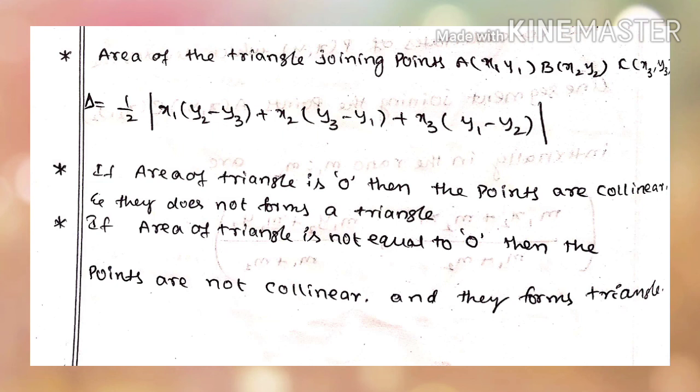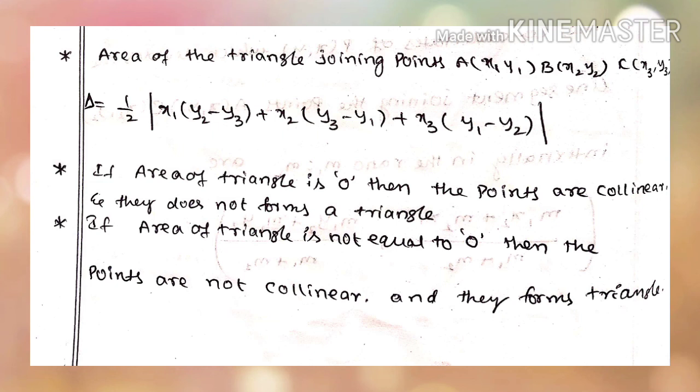After getting the area of a triangle, if it is 0, then you can say that the given points are called collinear. If the area of a triangle equals 0, then the points are collinear. If the area of the triangle is not 0, then they are not collinear. Here is one more point: if the area of a triangle equals 0, then they are collinear and they do not form a triangle. We are already confirming they are collinear, so definitely they do not form a triangle.